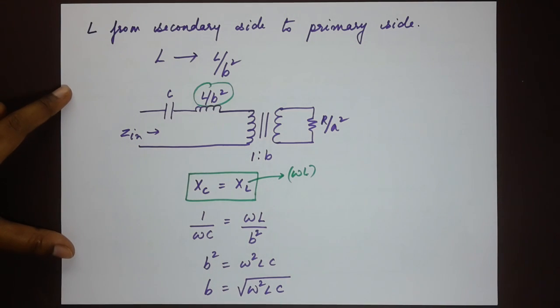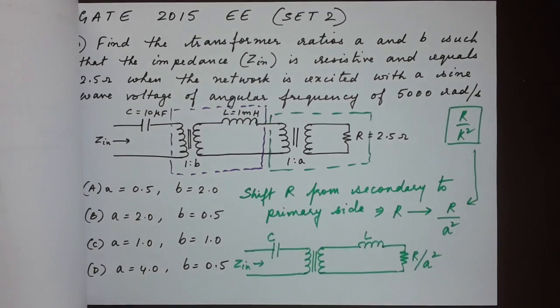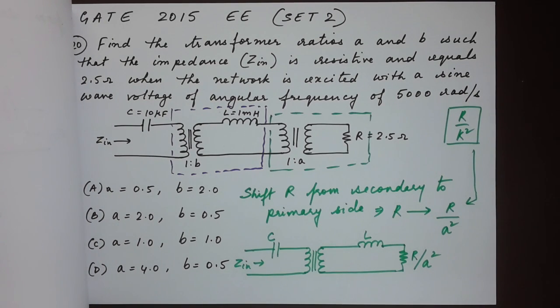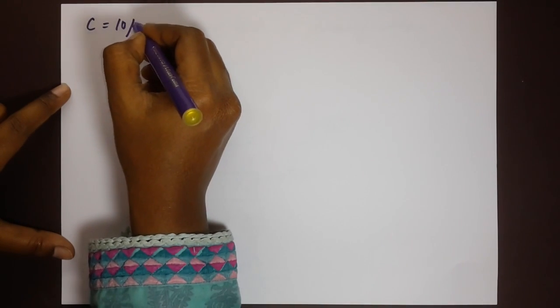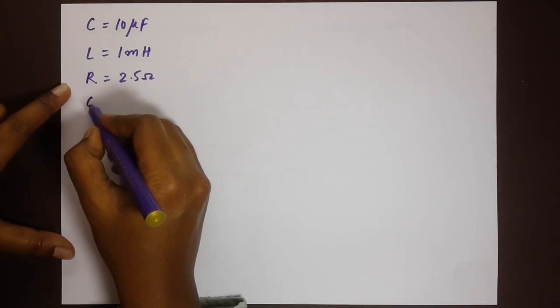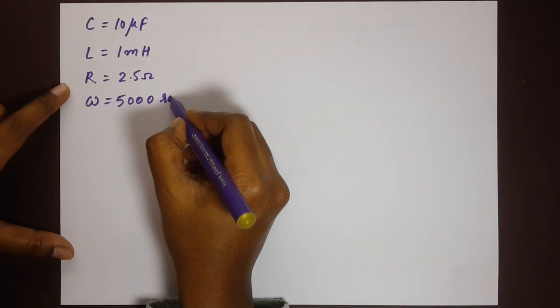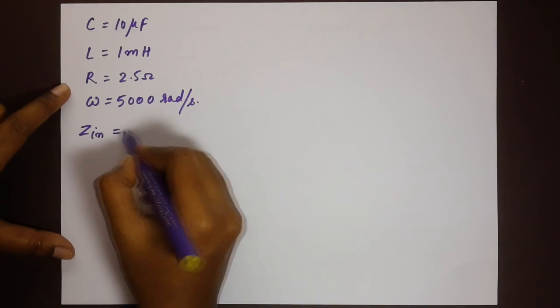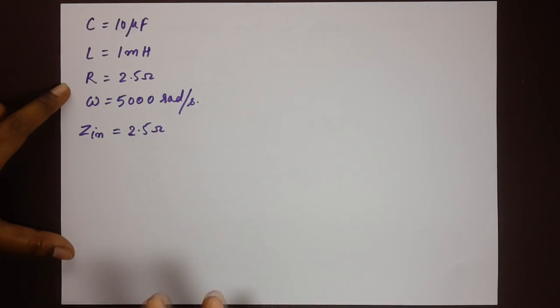Alright, so now the next step is to plug in the values of LC and omega. The question gives us the values. I'll note it down here. Let's see. What are the values given to us? We have angular frequency omega is 5000 radians per second, and the capacitance is 10 microfarad. The inductance is 1 millihenry. Okay, got it. So here, C equals 10 microfarad, L equals 1 millihenry, R is given as 2.5 ohm, and omega is equal to 5000 radians per second. Z in is also given as 2.5 ohms according to the question. So these are the given values.